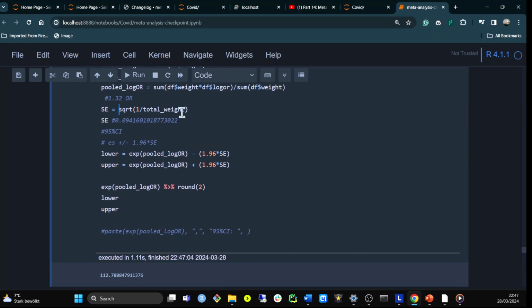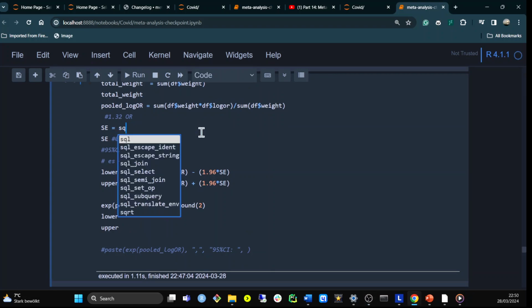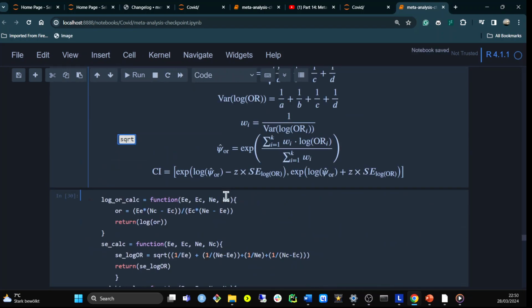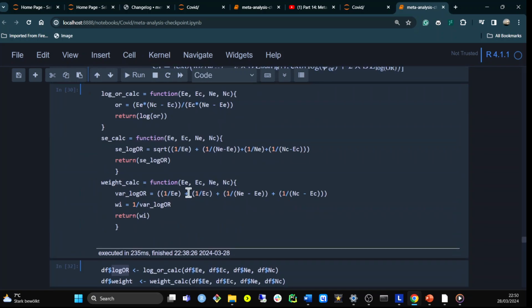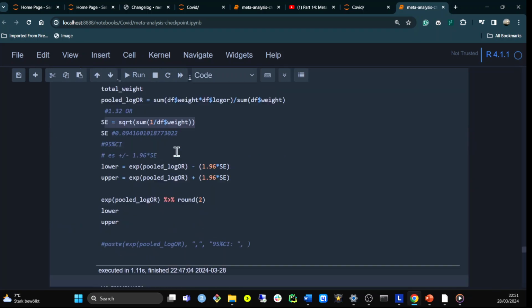So here I already did, didn't I? Yeah, okay, 1 over total weight. Actually, this value should be square root. Or we can also calculate it with our function here, the standard error calculator, and then we simply take the sum. Or another way around, we take the sum of the weights, take the inverse, and then we take the square root, so then we get the standard error. You can also get it with the function that I supply here, standard error, then we use that value for calculating the confidence interval.